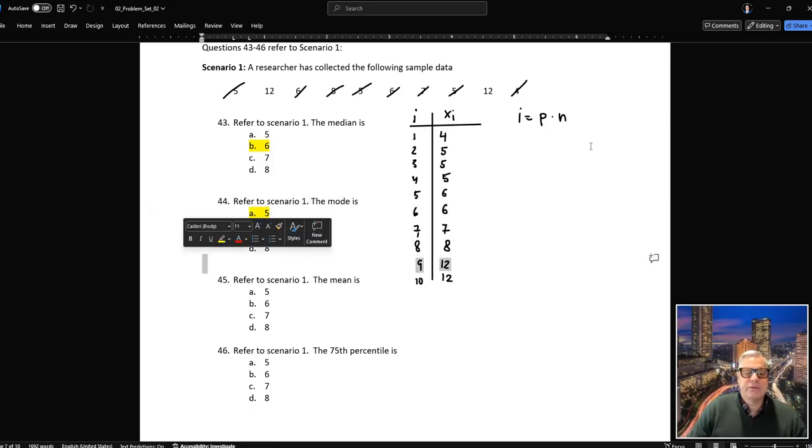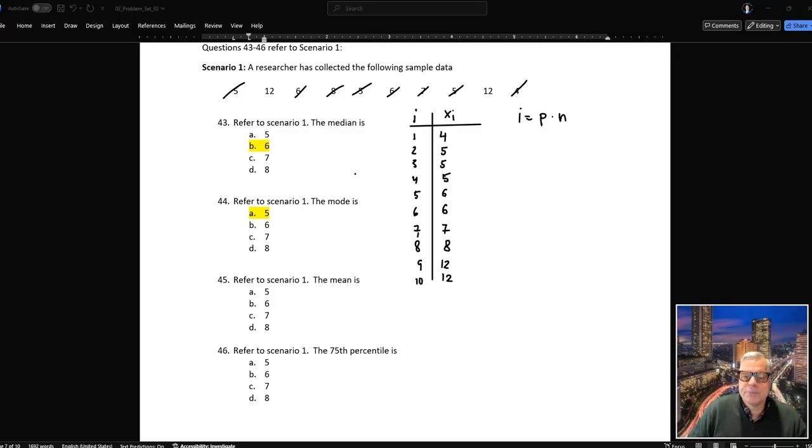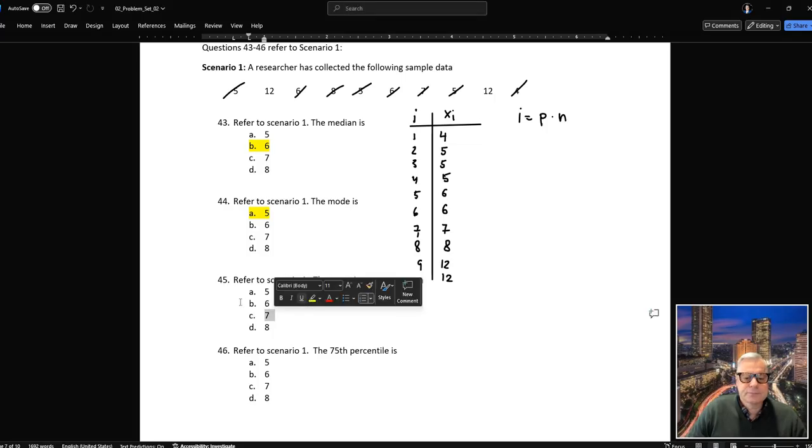The mean is, so now we have to calculate the mean. So this is 4, 9, 14, 19, 25, 31, 38, 46, 58, 60, 70. So 70 divided by 10 is 7. Let's double check again. 4, 9, 14, 19, 25, 31, 38, 46, 58, 60, 70. So that's correct.